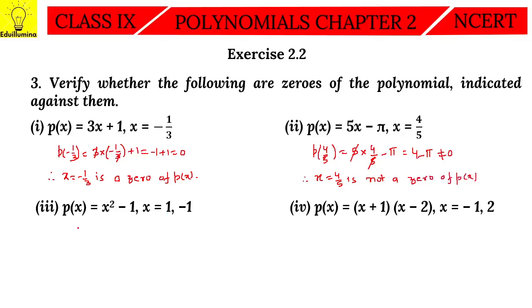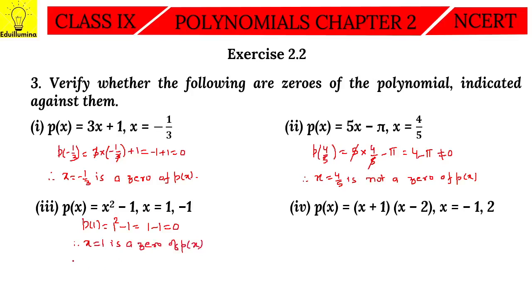And next part is p of x equal to x square minus 1. So x equal to 1 and minus 1. तो यहाँ पे हमने 1 भी चेक करना है, minus 1 भी चेक करना है. First of all, let us put x equal to 1. So p of 1 is equal to 1 square minus 1. So 1 minus 1, which is equal to 0. So therefore x equal to 1 is a zero of the given polynomial.